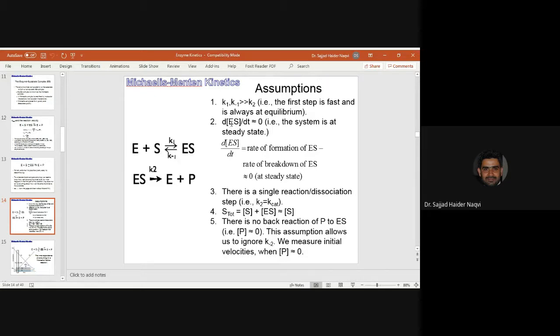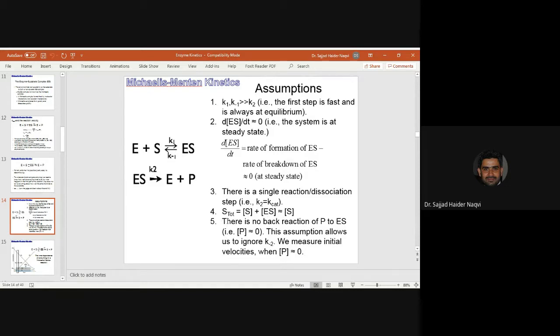We say that change of the ES with change of time is zero. That is, the system is at steady state. So we can say that this one can be called either the rate of formation of ES or the rate of breakdown of the ES, because that's what the equilibrium is. The third is there is a single reaction dissociation step, which is this one. Dissociation is actually going on here. Although dissociation is this one as well, we are saying that that is at equilibrium. So we consider dissociation is actually taking place here, where the enzyme substrate complex is converted to enzyme and product. And that reaction is catalyzed, and the constant is K2. So we call it Kcat.